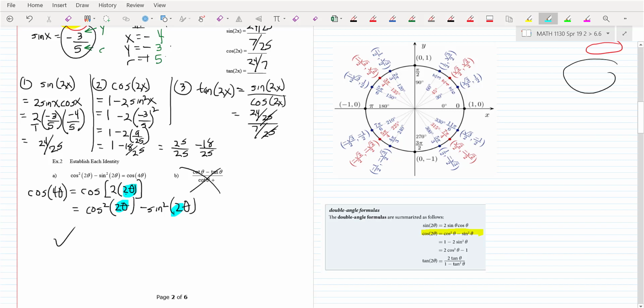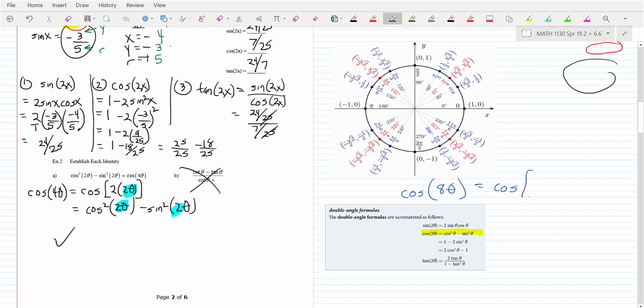That's the idea. Okay, all right, I'm going to show you one other thing. You don't need to write this down, but if you had something like, say, cosine of 8 theta, then you would go like this.